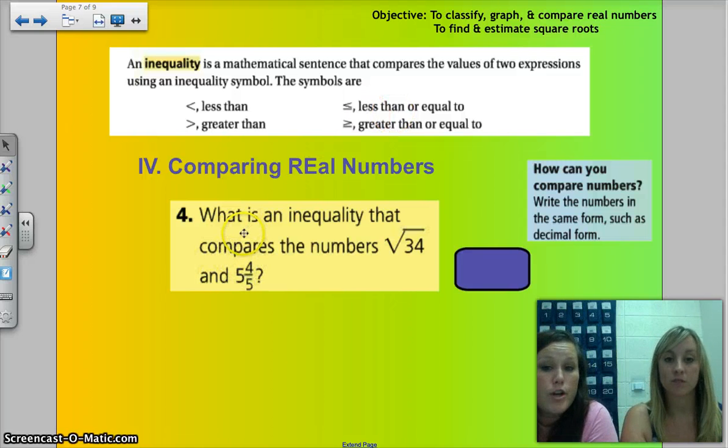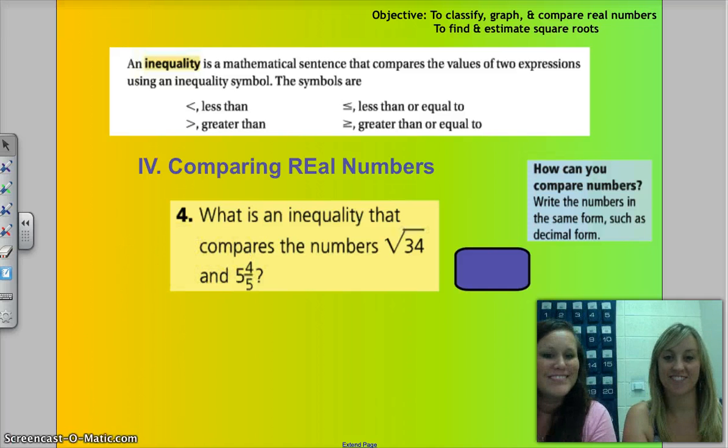Here's my tip for you. Write the numbers in the same form, such as decimal form, so you can compare them. So what is an inequality that compares the numbers square root of 34 and 5 4/5? Would you please change both of these two decimals and compare them using greater than or less than? I'm going to pause to give you a moment. Go ahead and pause and write it down.